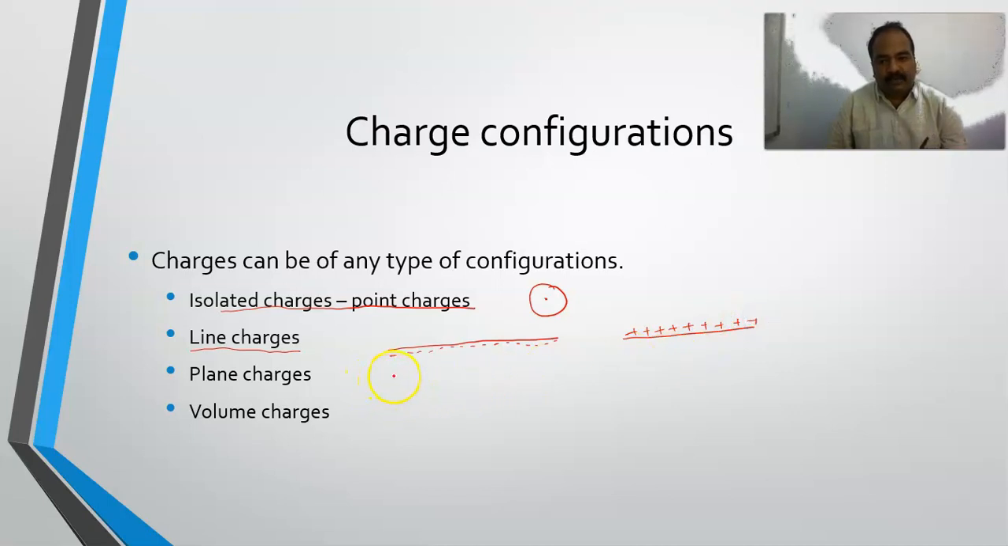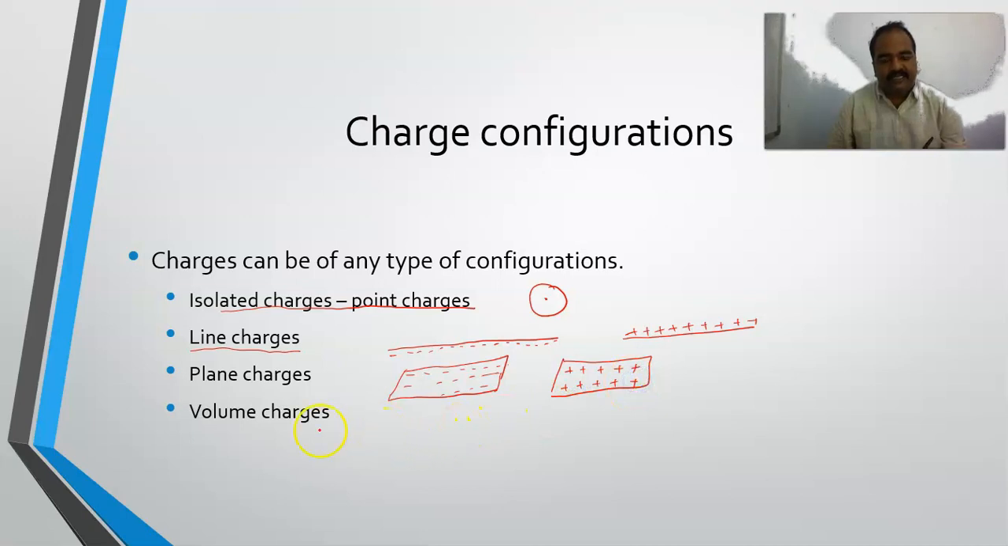Now plane charges. Plane charges are two-dimensional charges. Let us suppose this is a plane dimension, a rectangular plate like type of thing. Now you can have negative charges on this plate. This is plane charges basically, or you can have positive charges. So these are the different types of charge configurations which you can have.